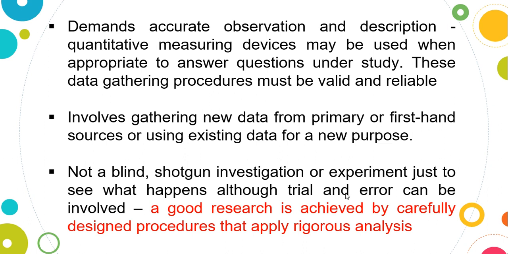Again, a good research is achieved by a carefully designed procedure that applies rigorous analysis. When you do research, even though you have limitations, you must make sure the method or the procedure that you use has considered many methods or many forms. That's how you do research. You may not clearly understand what this means, but later on I will show you a video so that we can discuss this.